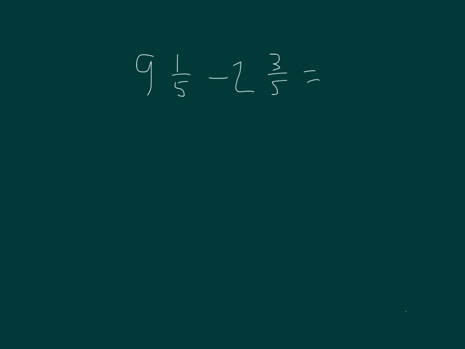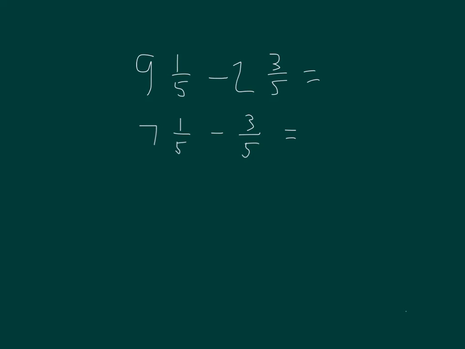Here's another problem. 9 and 1/5 minus 2 and 3/5. Let's start by subtracting 9 minus 2, which is 7. So we can rewrite this as 7 and 1/5 minus 3/5.